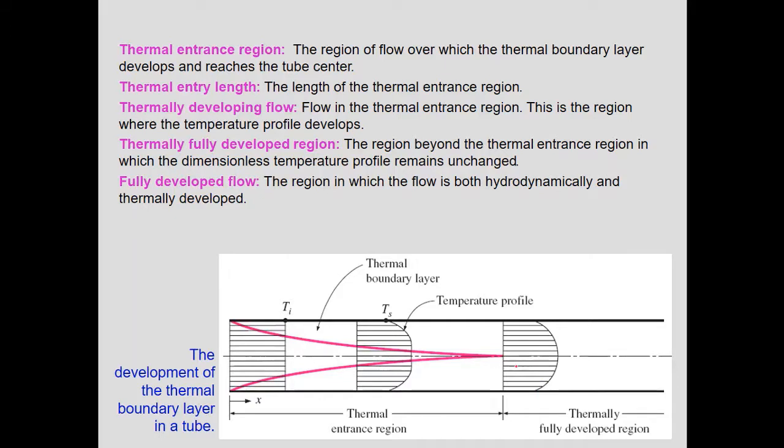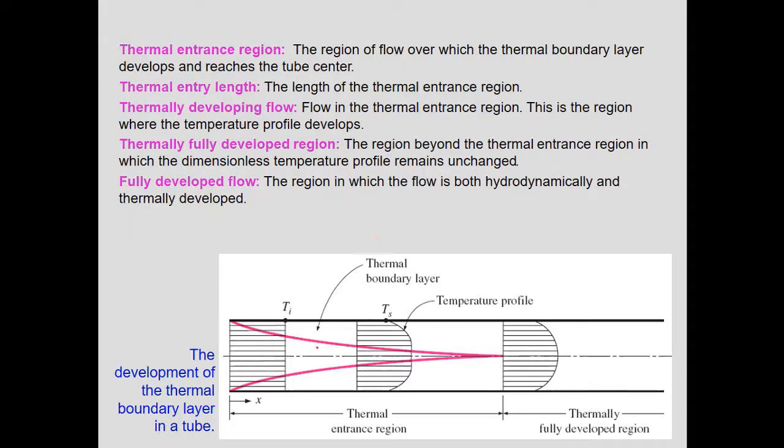After this point, the temperature profile doesn't change. It will be something like this. Temperature near the surface, or in contact with the surface, is the same as the surface, and at the center is different. It depends on the temperature difference between the fluid and the pipe wall.